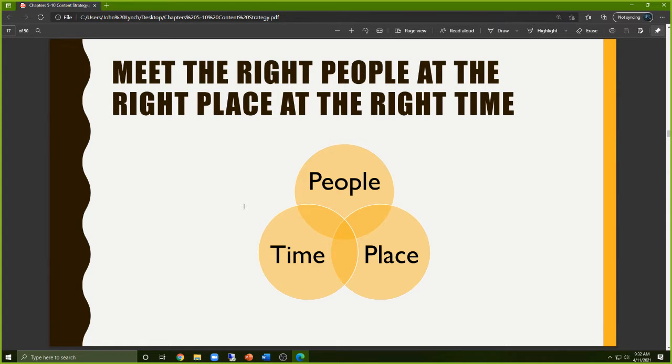And something that occurs as well, and is a very effective strategy, is meeting the right people at the right place at the right time. Sometimes that doesn't always happen, but once it does, it helps out a ton.